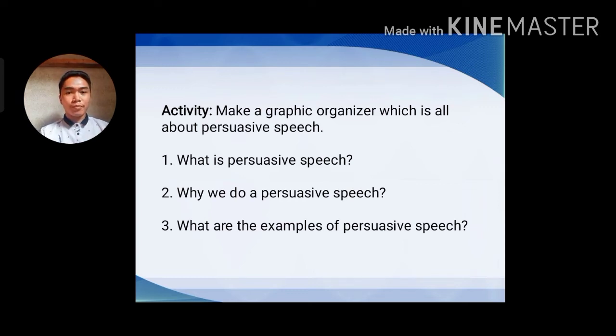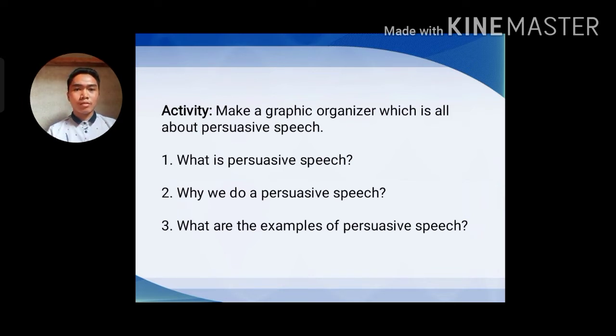So number two, why do we do a persuasive speech? Yes, Miss Biton. Okay, very good. So we do a persuasive speech in order to convince the people, because with a persuasive speech we can convince them, right? Number three, what are the examples of persuasive speech? Yes, Miss Hilia.